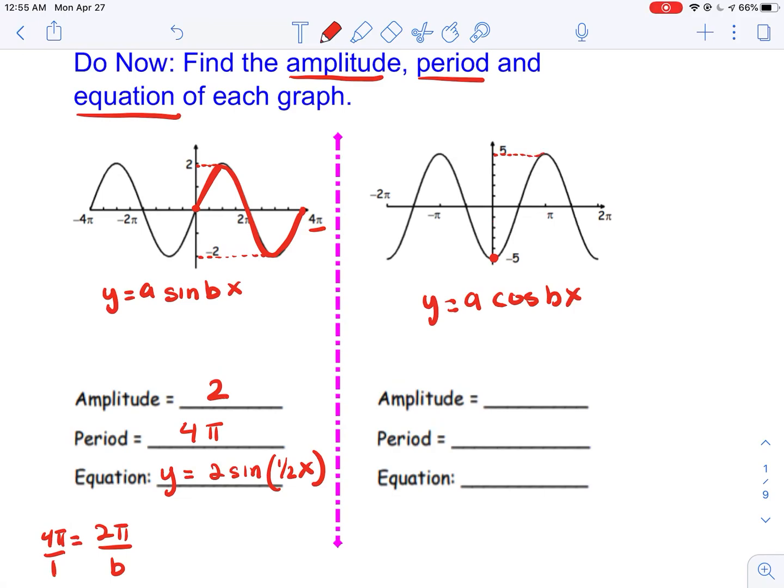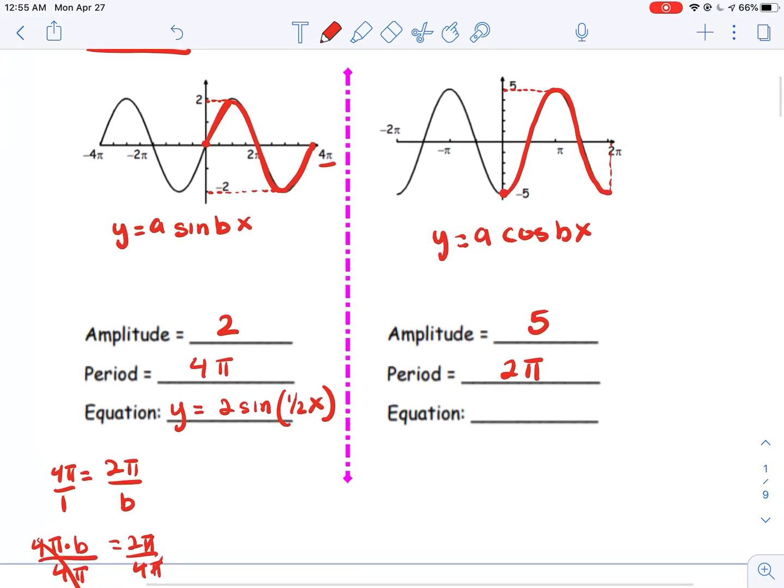So now let's see if we can identify our amplitude. So our highest value is 5 and our lowest value is -5. So my amplitude, since those are the same, is going to be 5. What's my period? Well, remember, a cosine graph, if it starts down, one full cycle ends down. So in this case, it would be 2 pi.